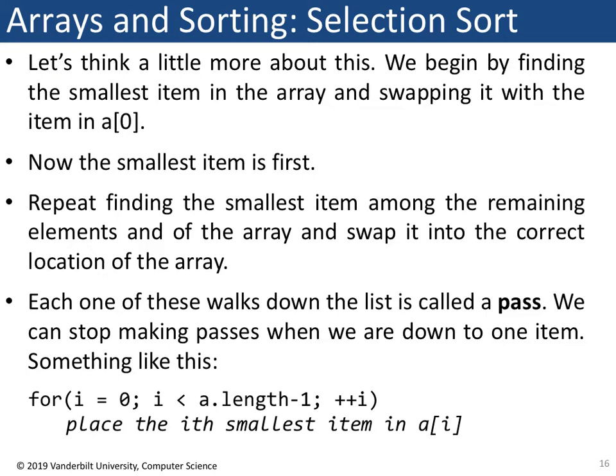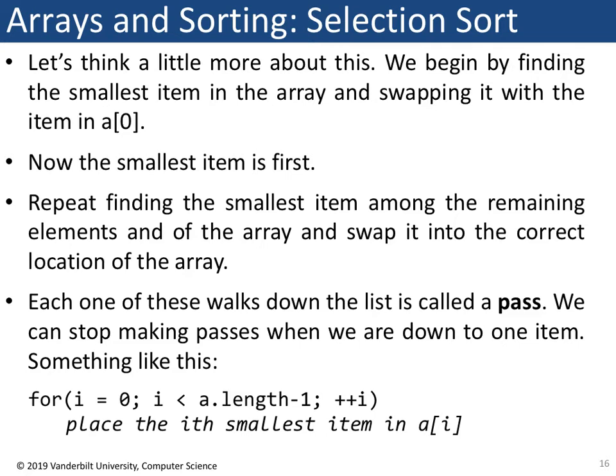Then we'll repeat this, finding the smallest item among the remaining elements and swapping it into the correct location of the array. So we're going to find a minimum value, store it in the first array location, lock that array location so it can't be changed, and then move to the next array location, which would be element 1, find the minimum value in the remaining array, swap that value into element 1, lock it, rinse and repeat.